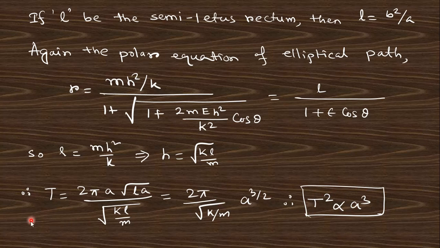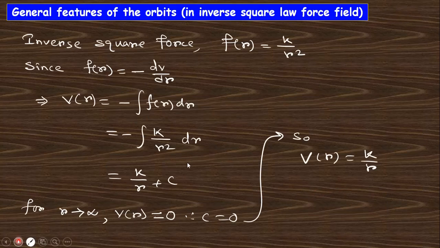This is the third law of Kepler, right. Now let's go into the general features of an orbit. So what is the general feature of the orbit? For an inverse square force, the force will be F = -dV/dr, so V will be the integration of F(r) dr. If you put F(r) as k/r², you will get the formula V = k/r + c.